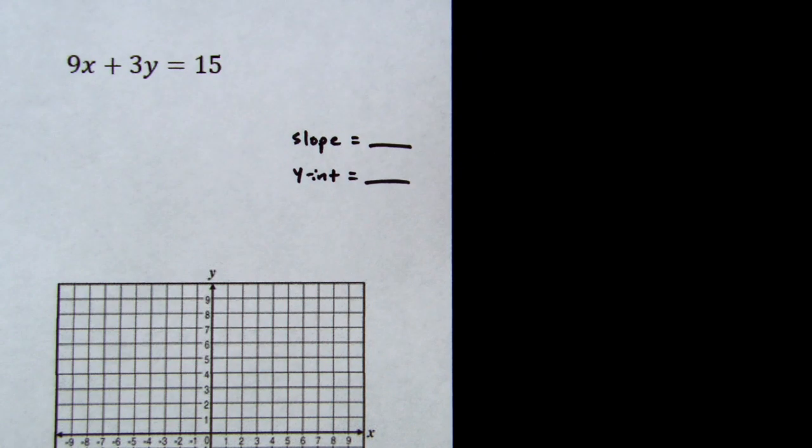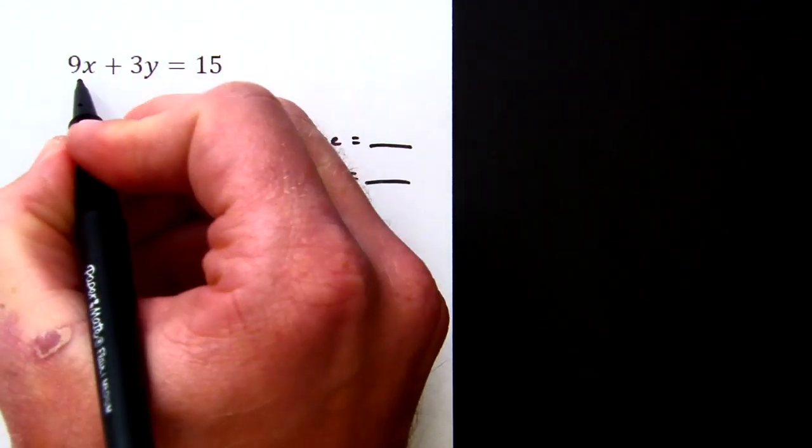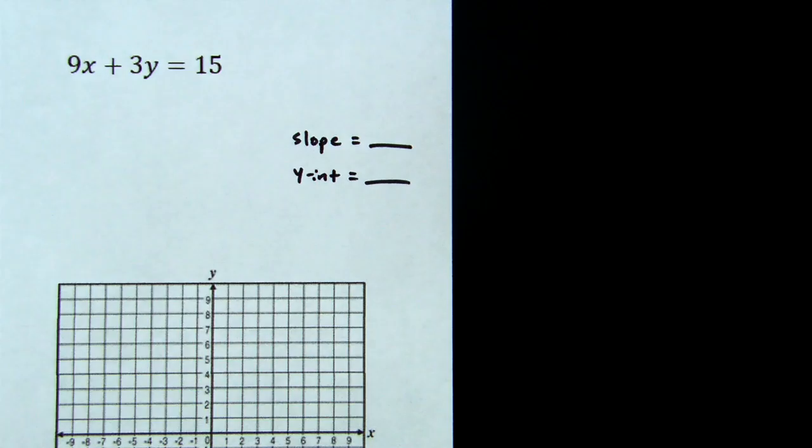We need to graph the equation 9x plus 3y equals 15. We cannot graph it as it is. We need to solve for y. The first thing, and we cannot get our slope or y-intercept until we solve for y either. So we need to move everything that's not a y to the other side.